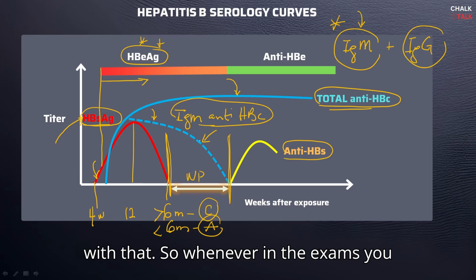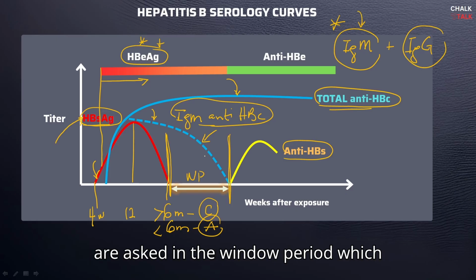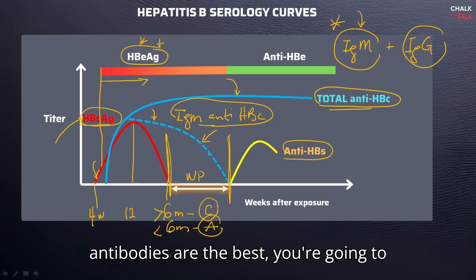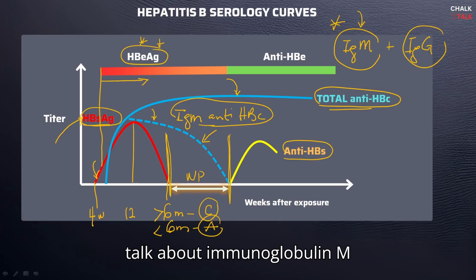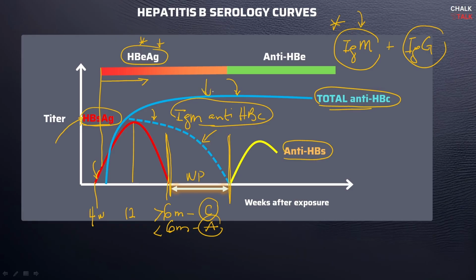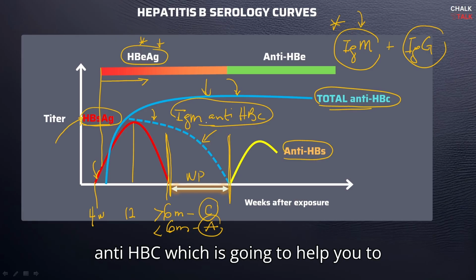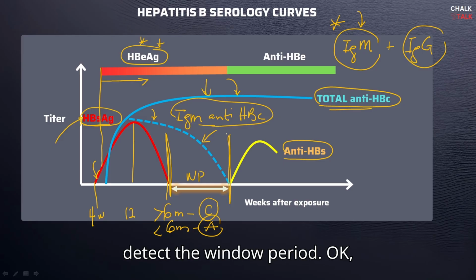So whenever in the exams you are asked in the window period which antibodies are the best, you're going to talk about immunoglobulin M anti-HBc, which is going to help you to detect the window period.